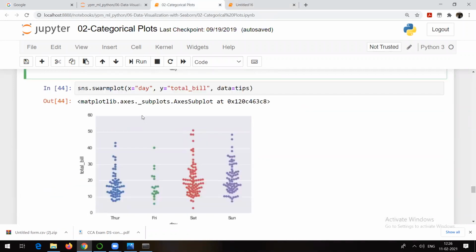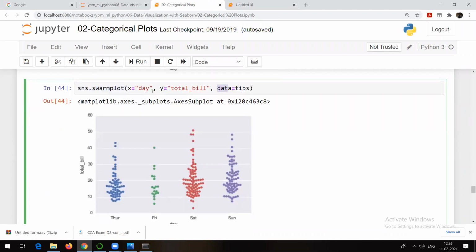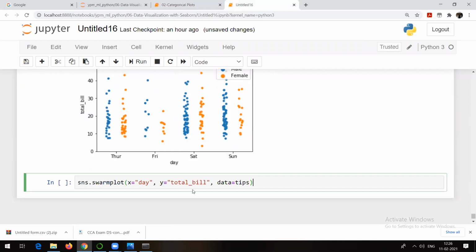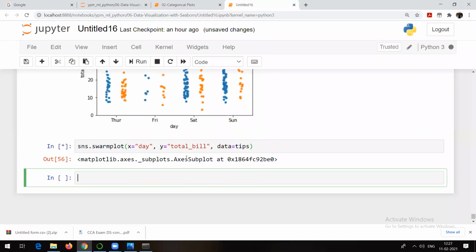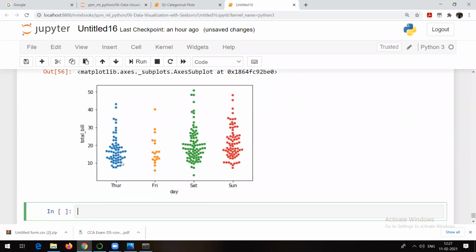Okay, so what else? Swarm plot. Let's try to talk about swarm plot. So sns.swarmplot is the method which we make use of for plotting the swarm plot. Now you can see x-axis day, y-axis total bill, data tips. This is called a swarm plot. So again, swarm plot also helps you to have an idea about the distribution of the data. You can check it. Why? See, you can see more clearly.